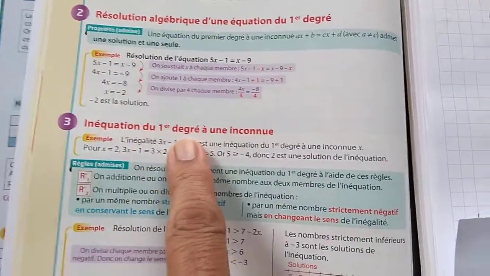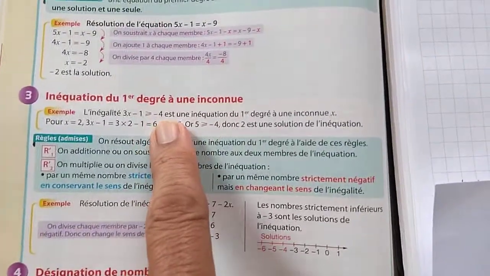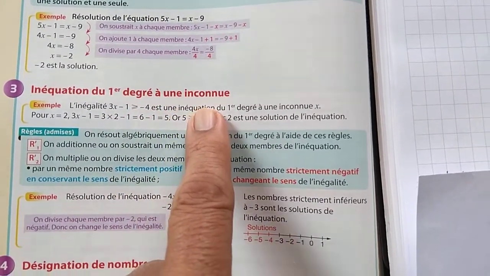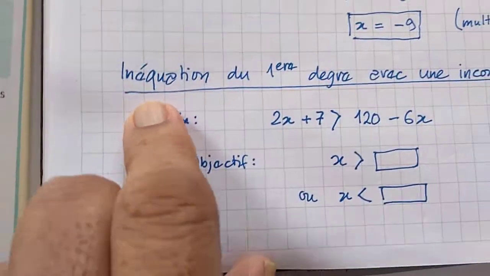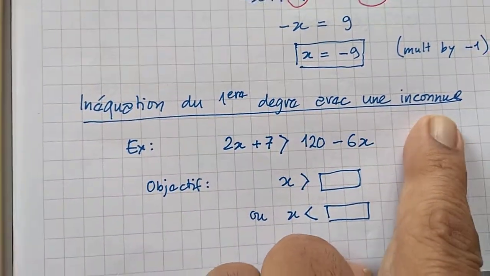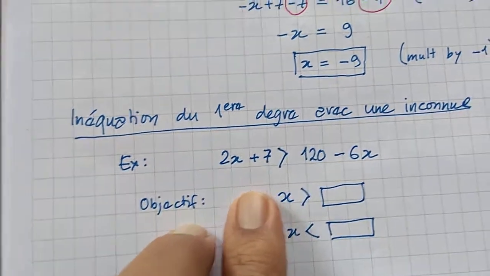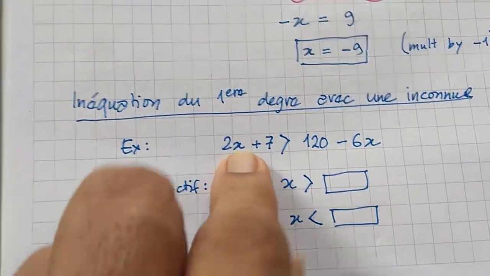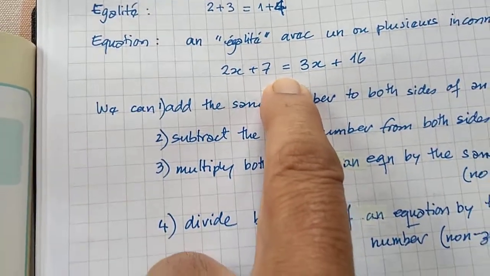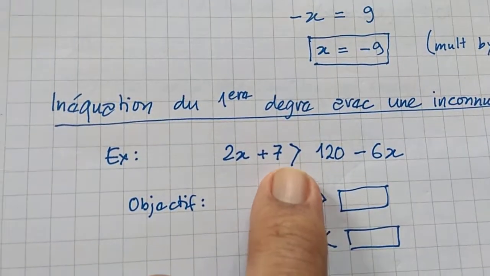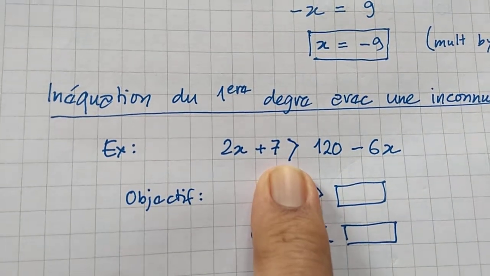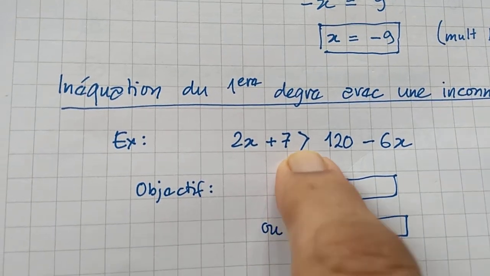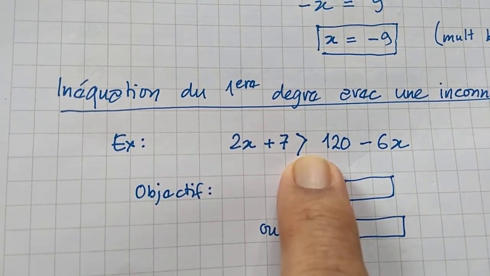Now we come to the actual substance of this video, which is inequation du premier degré à un inconnu. Inequation du premier degré avec un inconnu. So, an example of an inequation is basically the same as an equation, but instead of the equal sign, you have an unequal sign, which is either greater than or smaller than or greater than or equal to or smaller than or equal to.